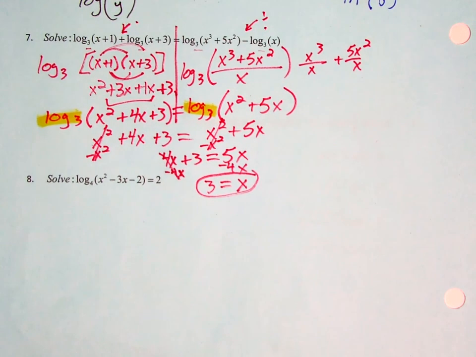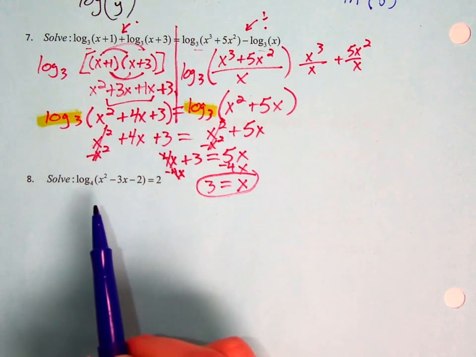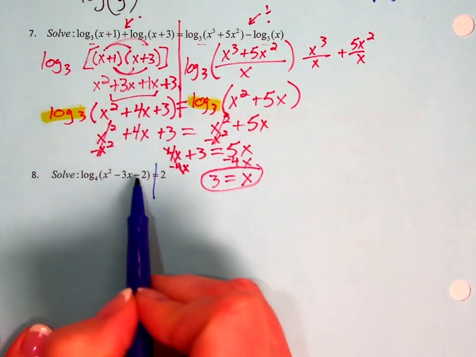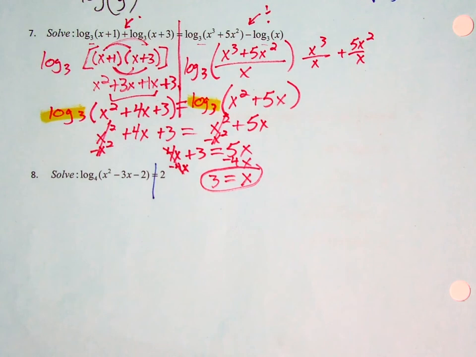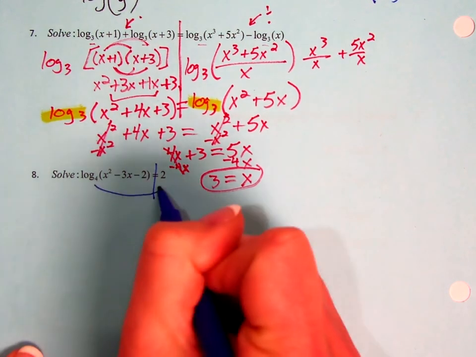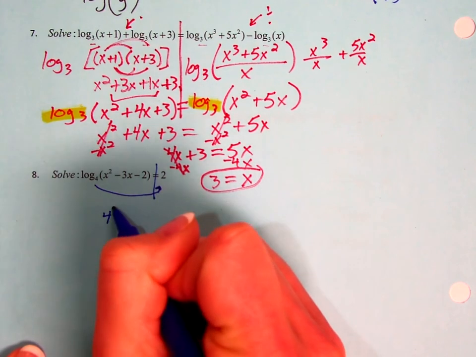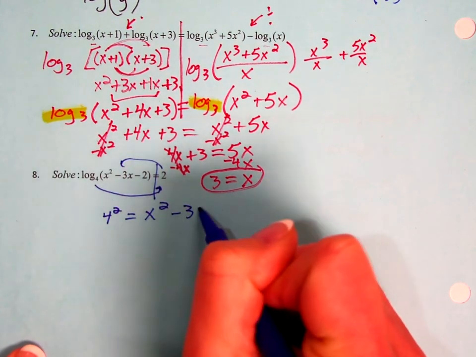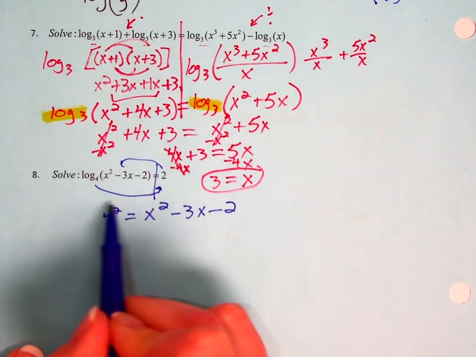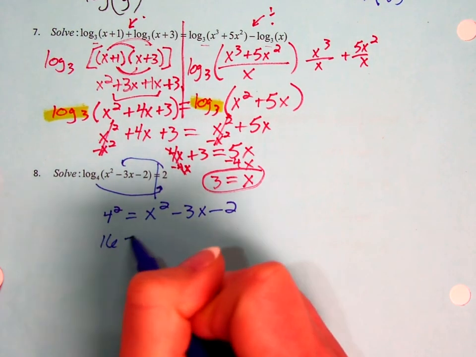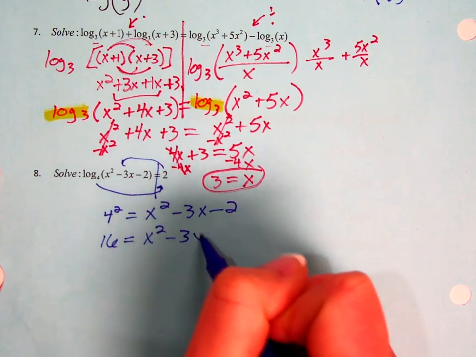All right, last one. Solve this one. Well, in this case, when I look at this, right, there's only one log, and my variables are inside of the log, so I want to change it to exponential so I can get the variables outside of the log. So we would change this by doing 4 to the second power equals x squared minus 3x minus 2. So now we can actually simplify this, right? 4 squared is 16 equals x squared minus 3x minus 2.